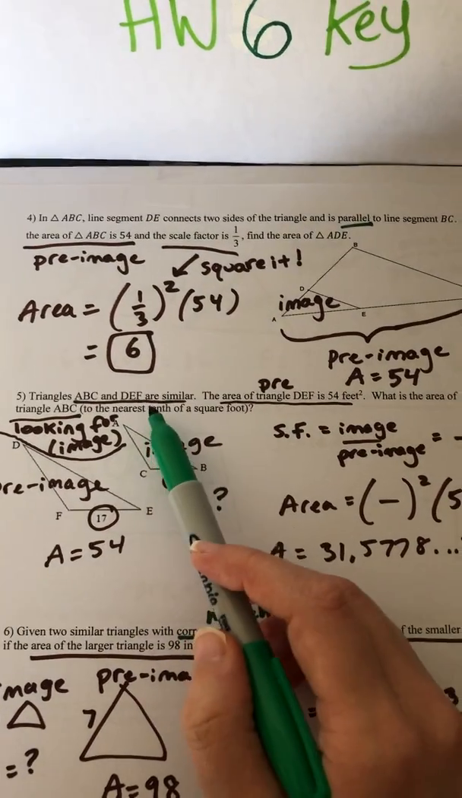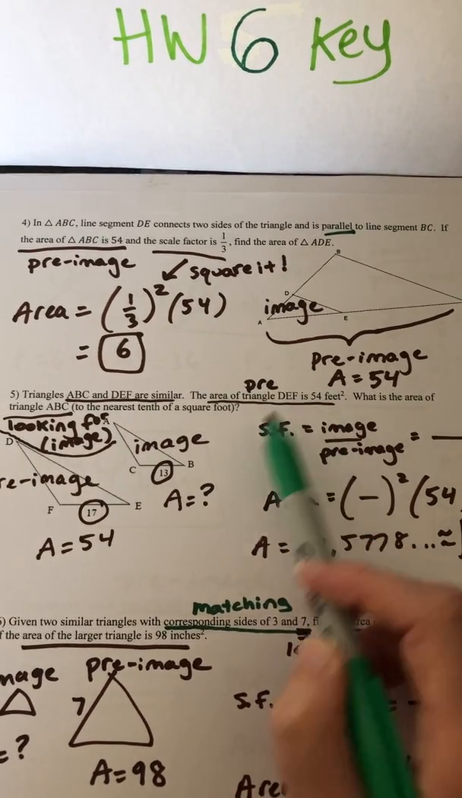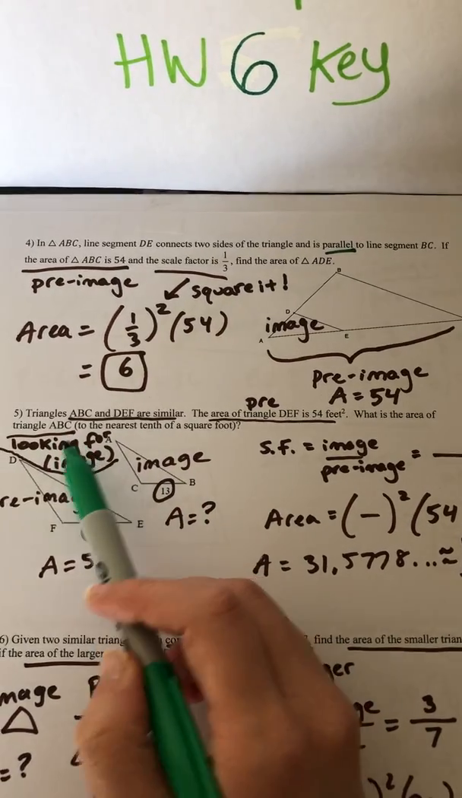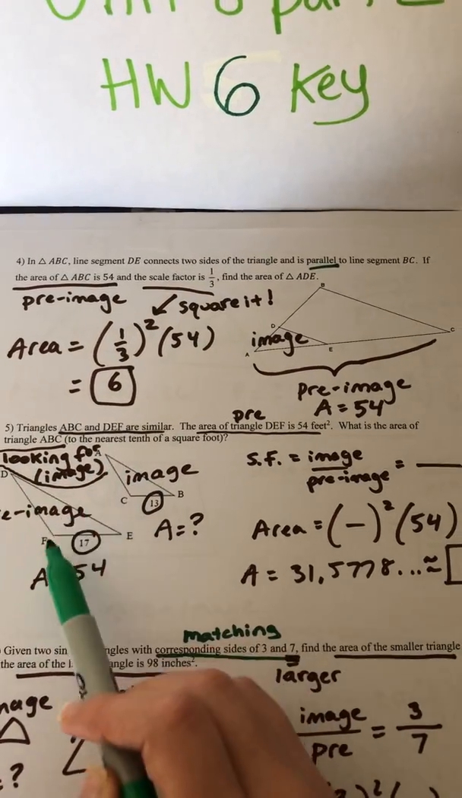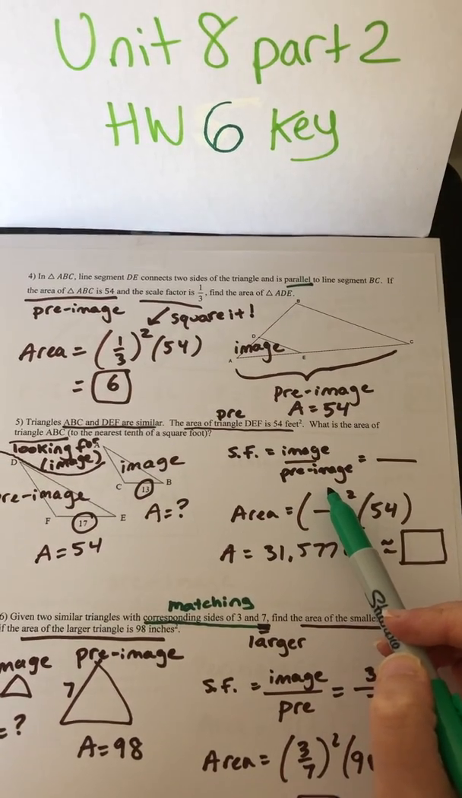In number 5, the two triangles are similar. We know the area of this triangle. There we go. That's the pre-image. The other one's the image. What we're looking for is the image. I just put a little line so you would not get confused. This is pre-image, this is image. Scale factor, image over pre-image.